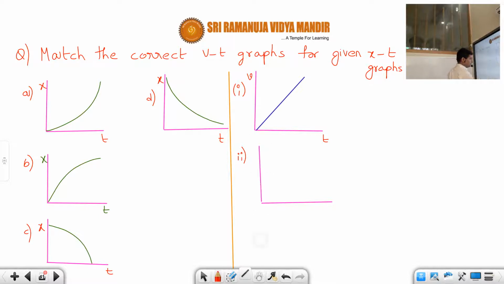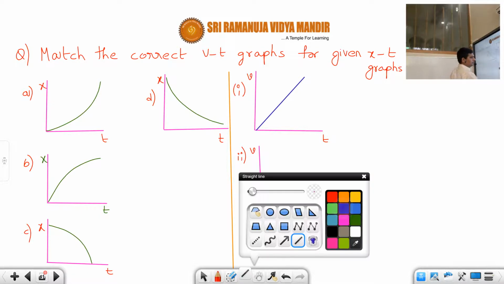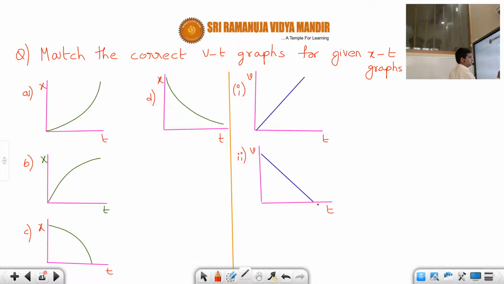So this is the VT graph. This is V, this is T. Okay, students. Now the graph is like this. Okay, next, third one. So now we have to match the corresponding VT graph, students.